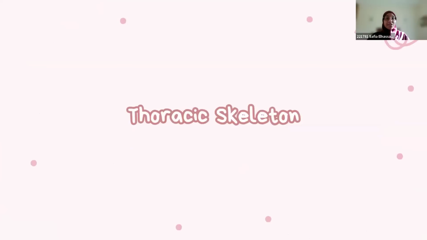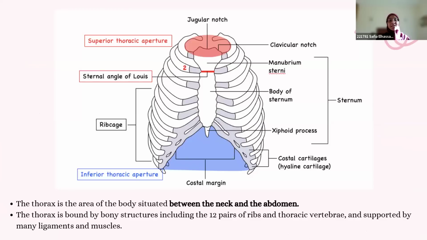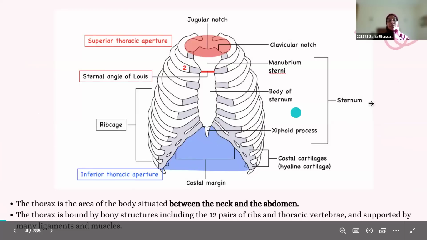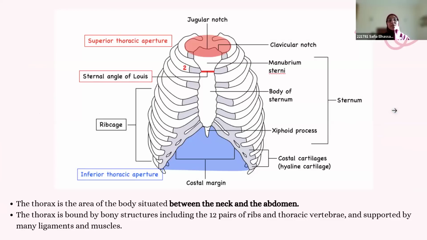Okay, so our very first topic is thoracic skeleton. Before we start talking about all of the organs and the blood vessels, let's just take a moment to learn about the skeletal structures that surround all of the organs that we're going to be talking about. So the thorax is the area of the body that's located between the neck and the abdomen, and it is bound by a lot of bony structures. Anteriorly you have the sternum, posteriorly you have the vertebra, and on the sides you have the ribs, and then there are also a bunch of muscles and ligaments that help support this structure.